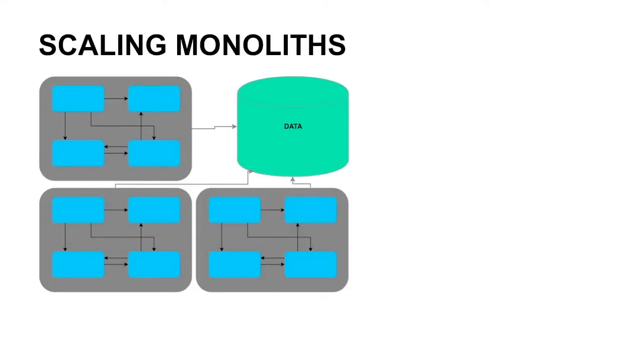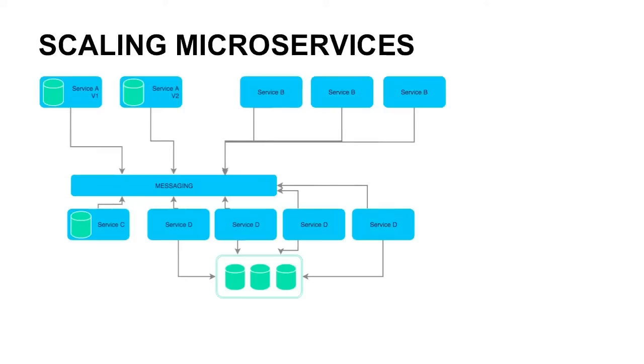When it comes to scaling a monolith, you really don't have a lot of options. The two choices you really have are to scale the application to a more powerful machine, or horizontally scale it to multiple machines. And then you can also scale the database independent of the application, but that's pretty much where your options run out. Scaling microservices is a much more customizable experience.